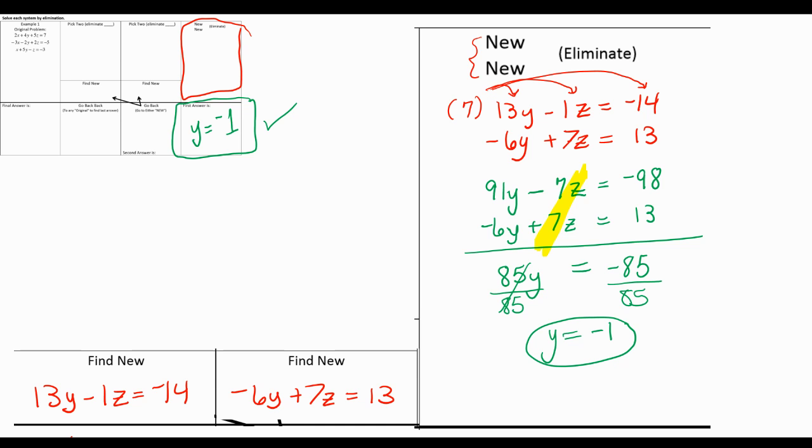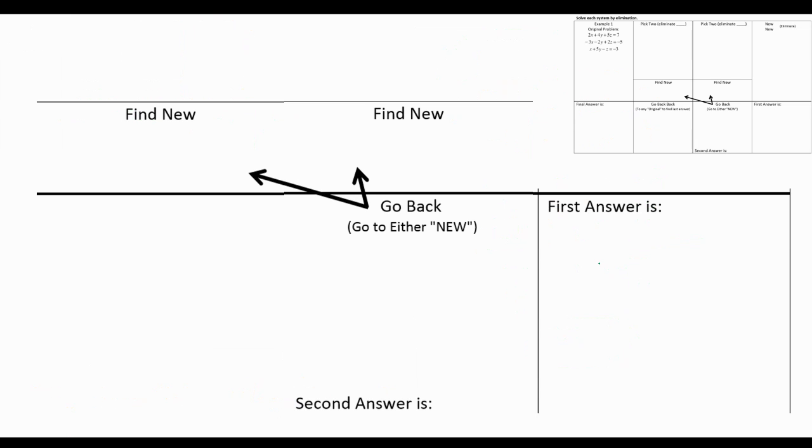So the rest of the little song goes, we started with pick 2, find new, pick 2, find new, and then we did this part, new, new, eliminate. Now we have to go back, back. I'm going to move on. So your first answer was y equals negative 1. I'm just filling it in so you can follow along.